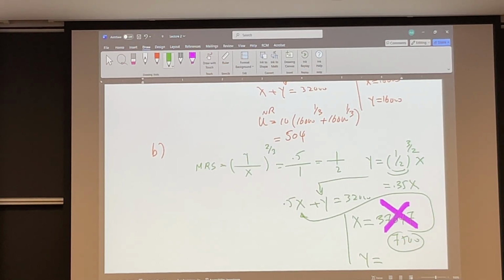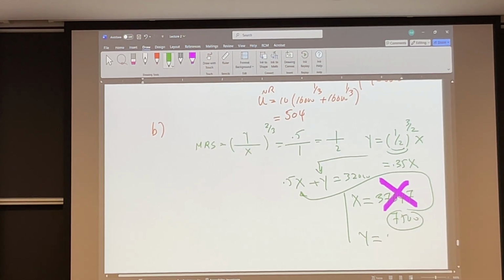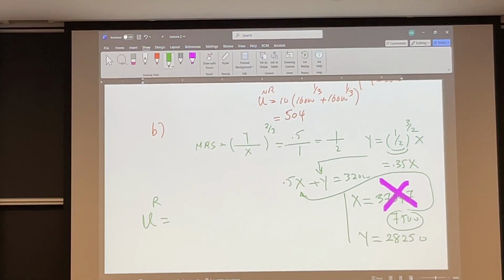What would be Y? Anyone? Yep. 32,000 minus half of 7,500. How much is that? 28,250. So now we have to calculate the satisfaction we get from the rationing scenario. We need it for the next step.